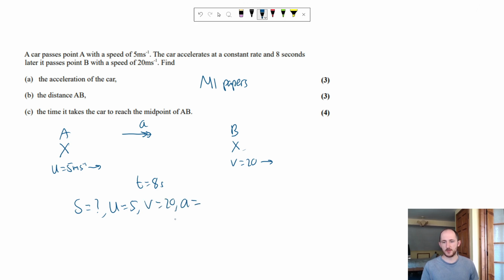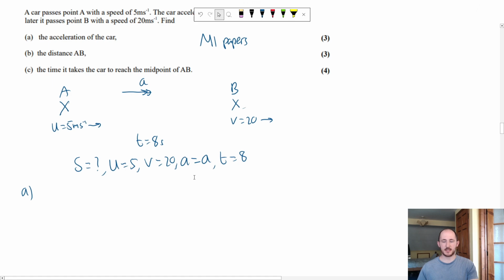A is equal to don't know. And T is equal to... In fact, instead of don't know, what I'm actually going to write it as the letter A, because it's actually what I'm looking for in the first part, is equal to 8 seconds. So if I look at part A, one equation that pops into mind immediately is the one we used before.